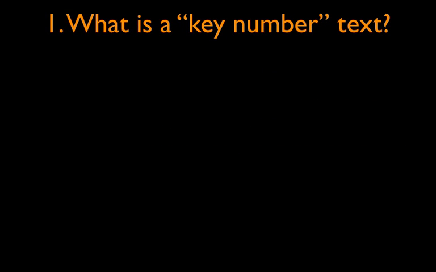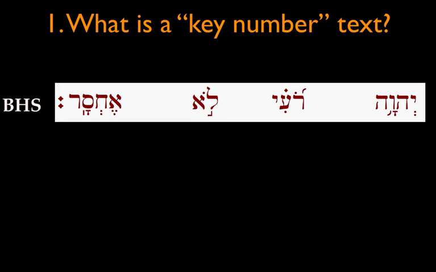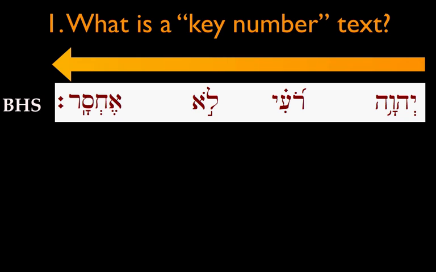What is a key number text? Here is the first line of an especially beloved psalm. It's a little hard to read, isn't it? That's because it's in Hebrew. Hebrew uses an entirely different script, a foreign vocabulary, and it reads from right to left.